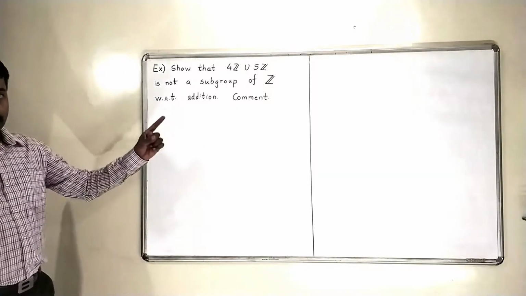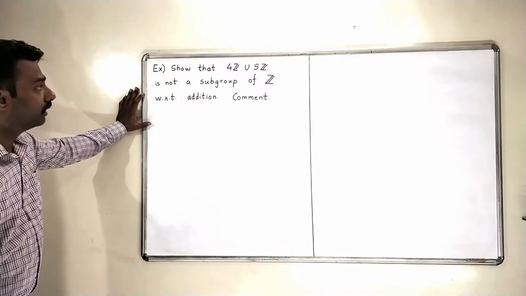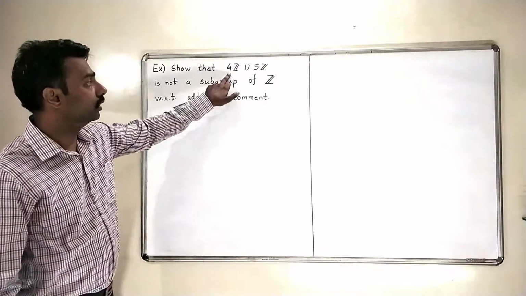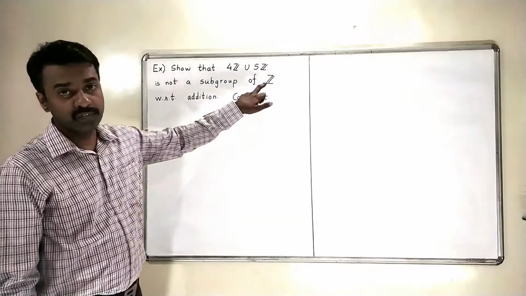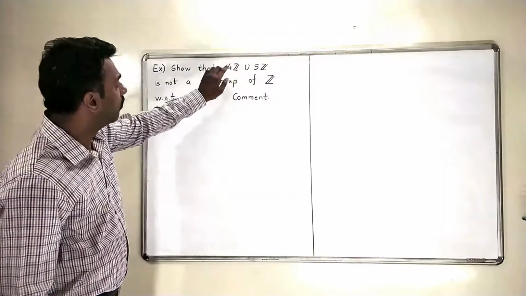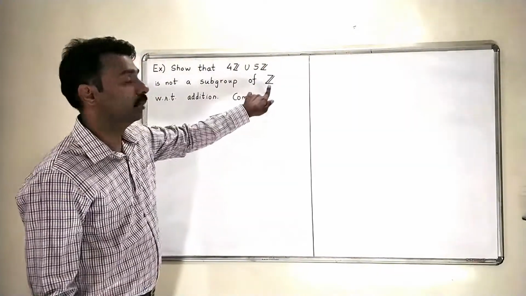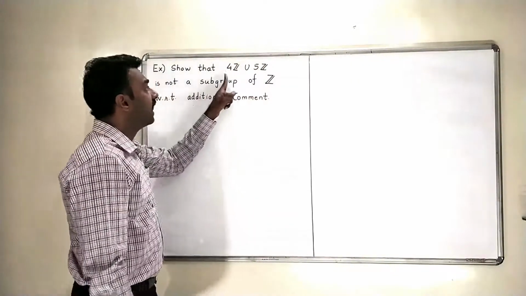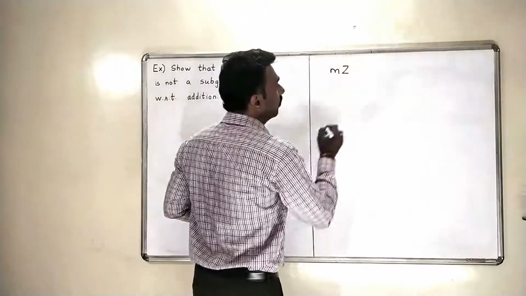Let's go to the next problem now. In this exercise we have to show that 4Z union 5Z is not a subgroup of Z. We know that if we take 4Z alone, then 4Z will be a subgroup of Z, because any mZ is always a subgroup of Z.